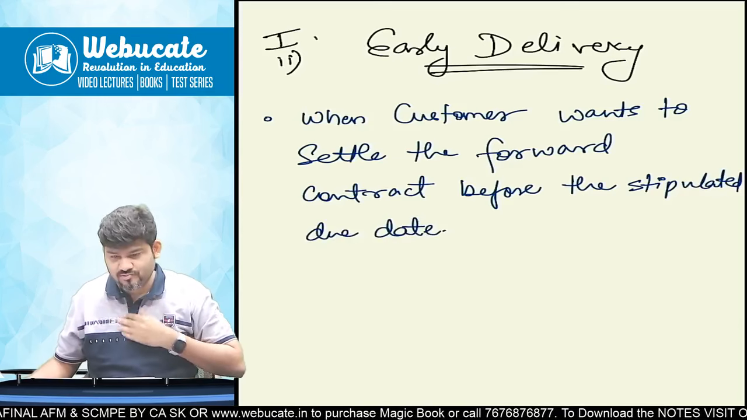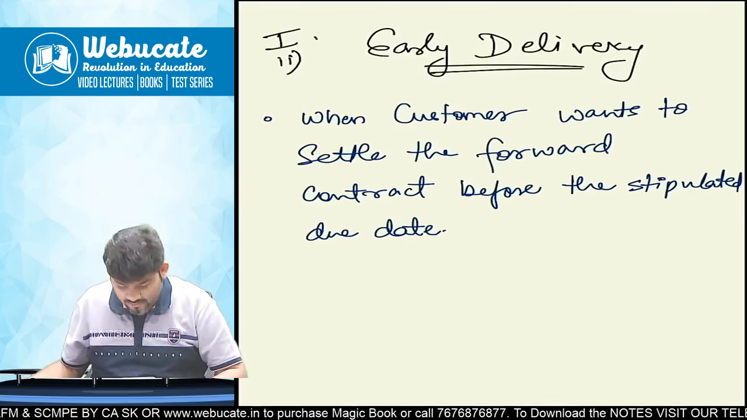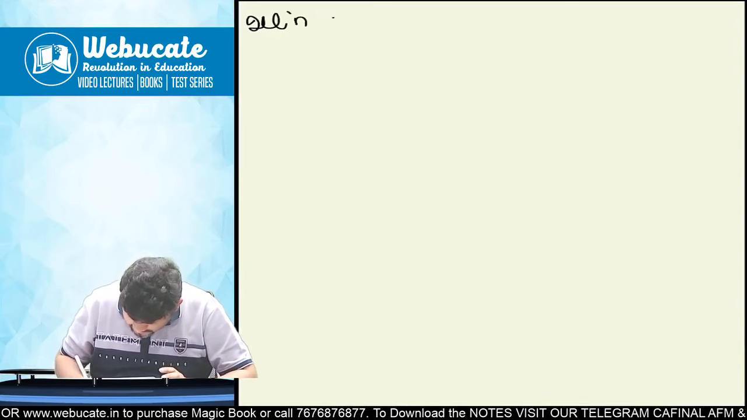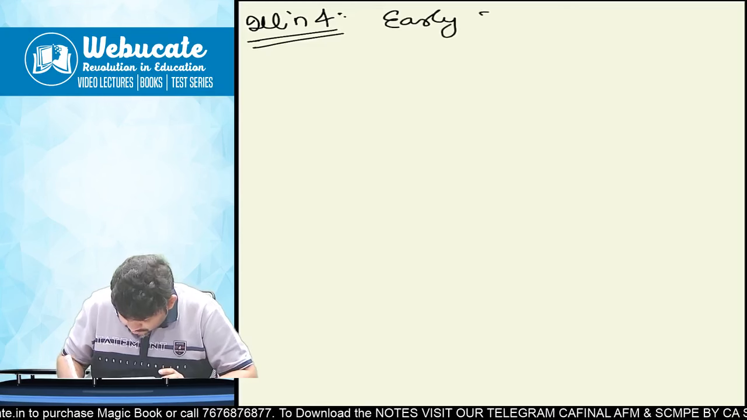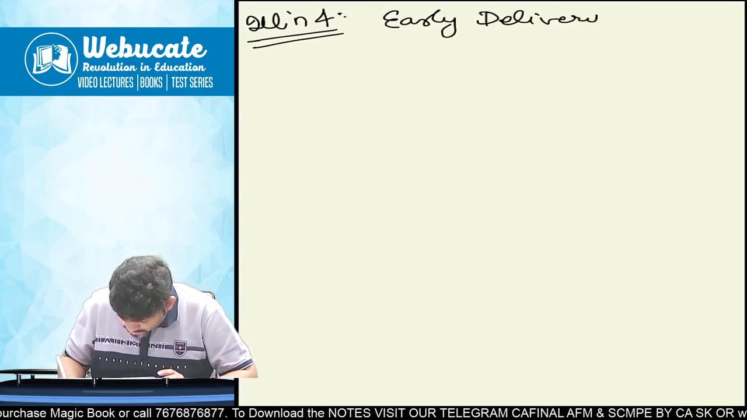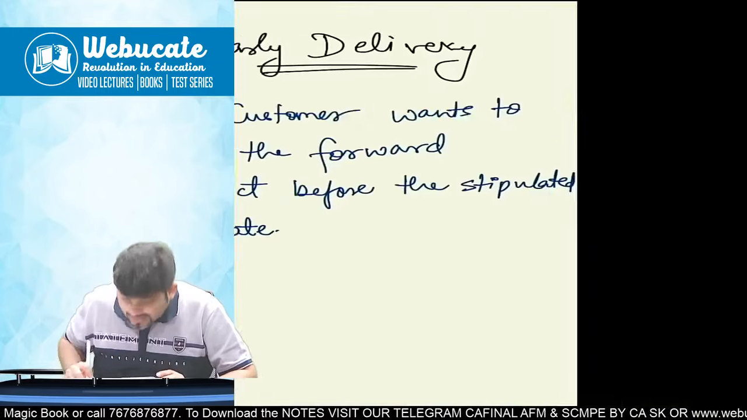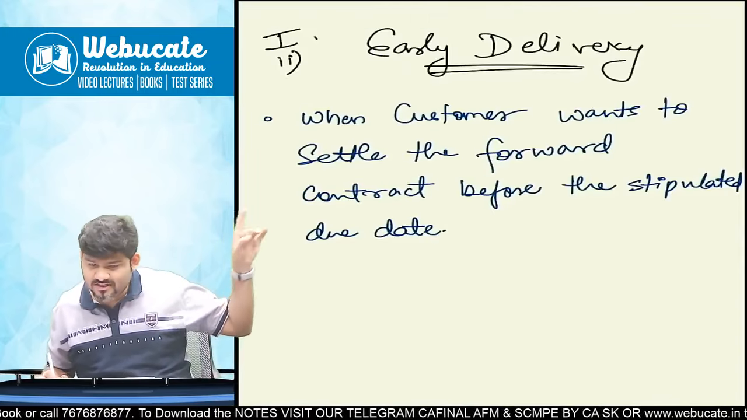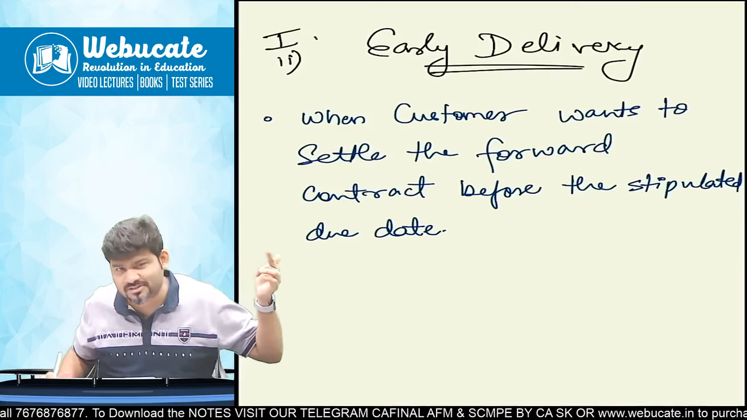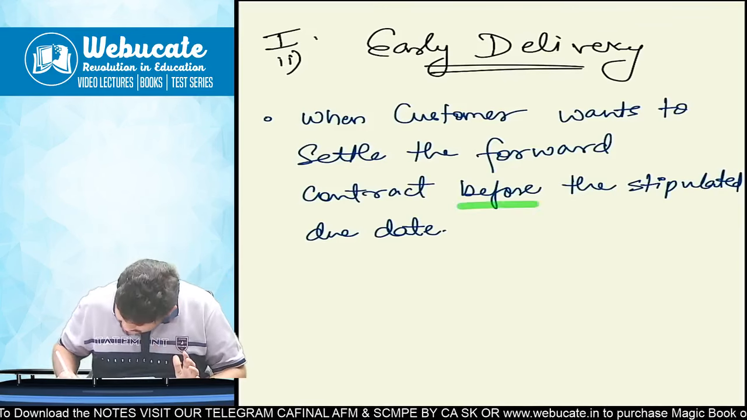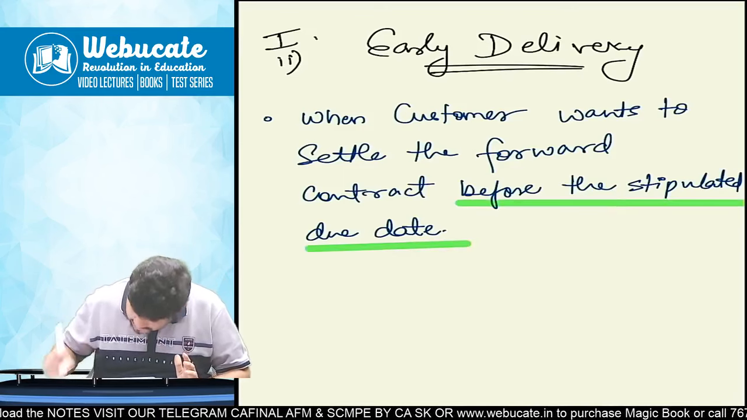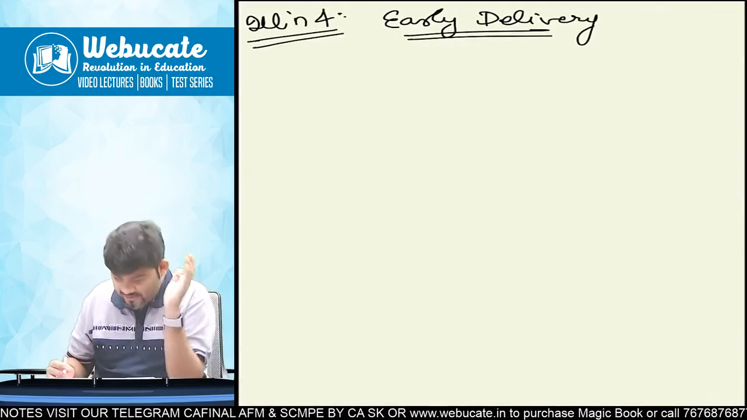Done. Okay. Chalo, let's have a question from your module. Let's start with the question from the module, and it is illustration 4. Early delivery. I hope you guys have written this. When a customer wants to settle the forward, it could be purchase, sale, whatever, before the stipulated due date. That's the catchword. Start.